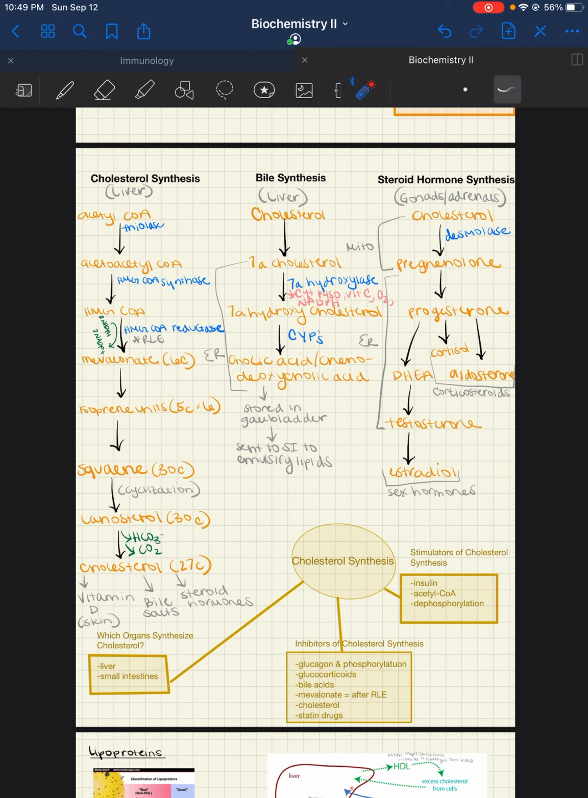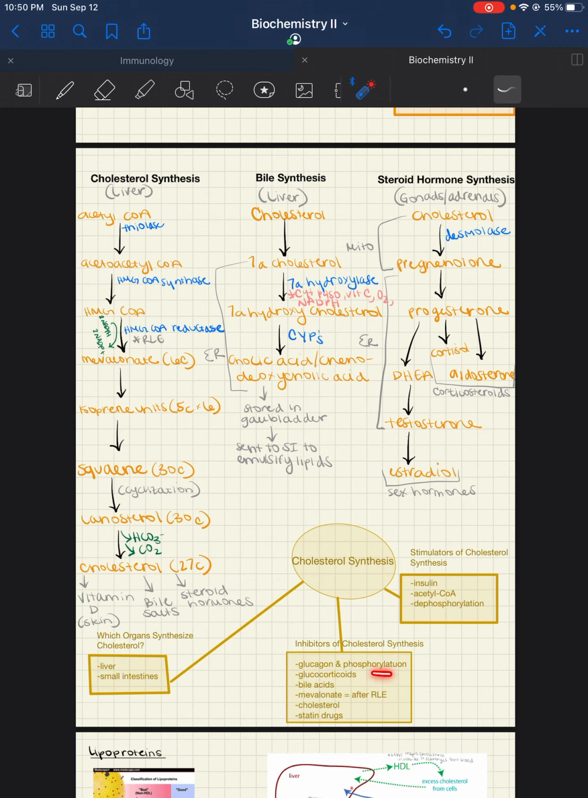Cholesterol synthesis is stimulated by insulin because it's a synthesis pathway, and insulin stimulates synthesis pathways. Acetyl-CoA stimulates this pathway because that's what we need to start the pathway. This is a little more confusing: dephosphorylation. So just remember that insulin and dephosphorylation go together, and glucagon and phosphorylation go together. So if insulin is stimulated, so is dephosphorylation.